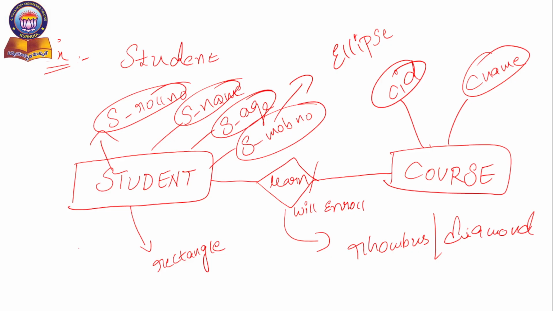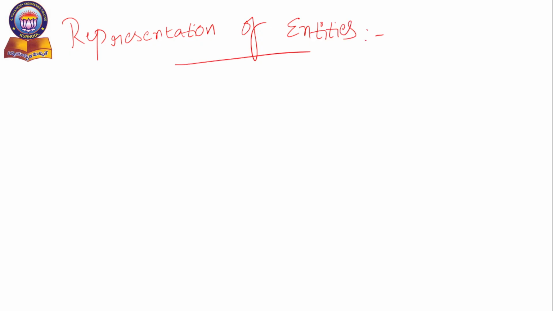Next, coming to the next one, representation of entities. Already we know an entity is nothing but an object or thing in the real world. What is meant by the representation of entities is nothing but a collection of entities which share common properties.